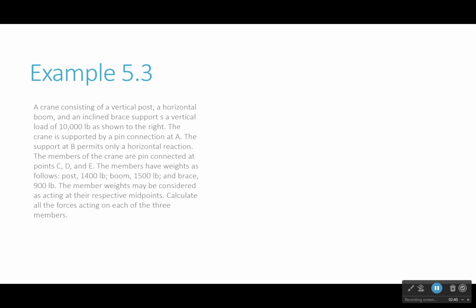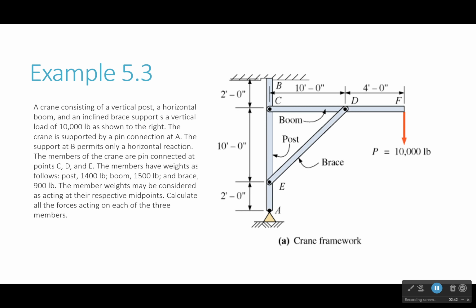Now, let's look at a frame really quick. We're not going to solve this, but we're going to talk about why it's a frame. So first off, this right here is a 2-force member. It's attached at 2 points, there's no forces along the length. However, the other 2 are not 2-force members.